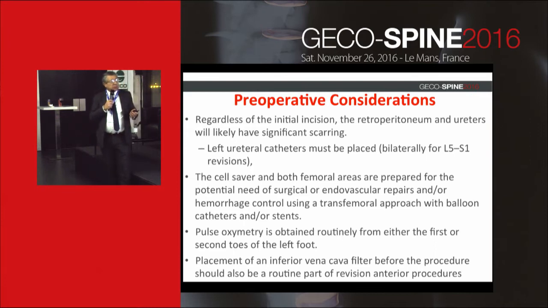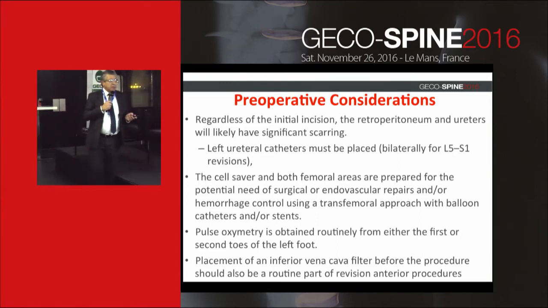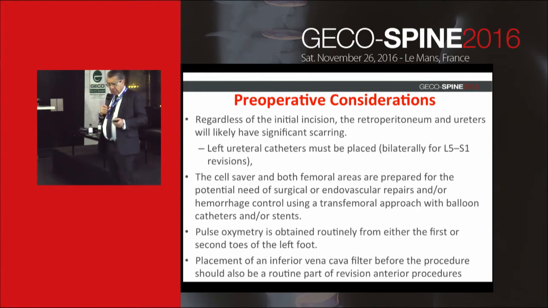In the preoperative considerations, regardless of the initial incision, retroperitoneum and ureters will likely have significant scarring. The left ureteral catheter must be placed bilaterally for L5S1 revision. Cell saver and both femoral areas are prepared for the potential need of surgical or endovascular repairs and/or hemorrhage control using a transfemoral approach with balloon catheter and/or stents. Pulse oximetry is obtained routinely from either the first or second toes of the left foot. Placement of an inferior vena cava filter before the procedure should also be a routine part of revision anterior procedure.